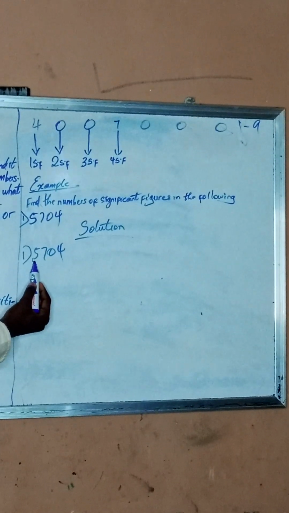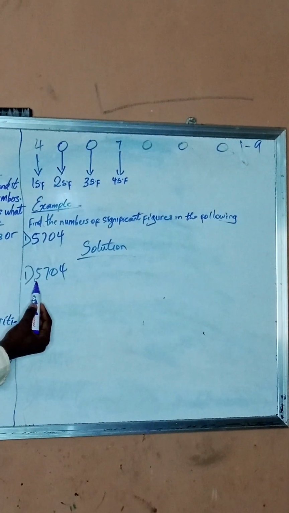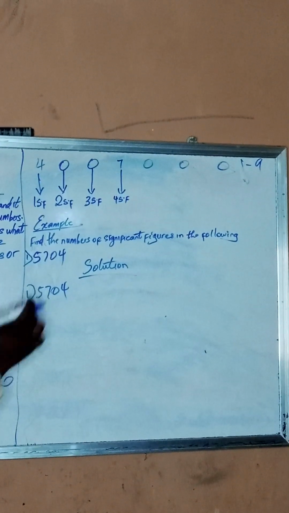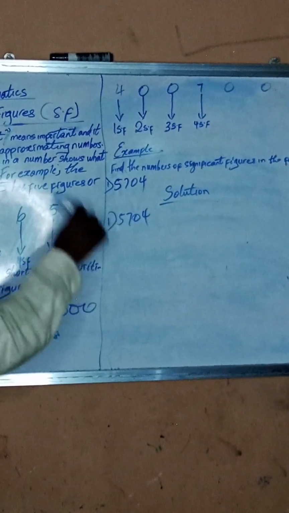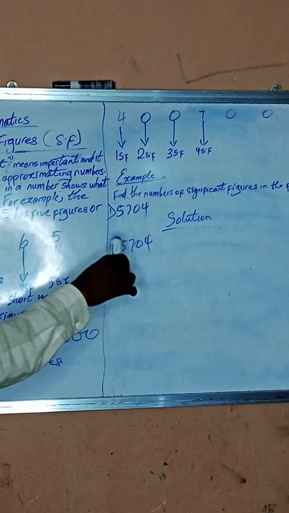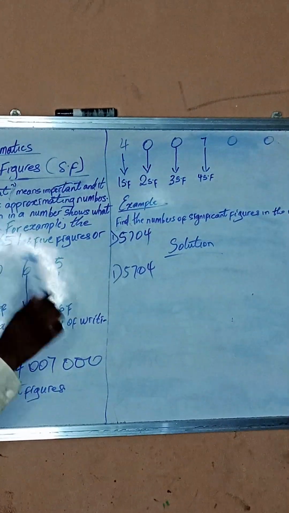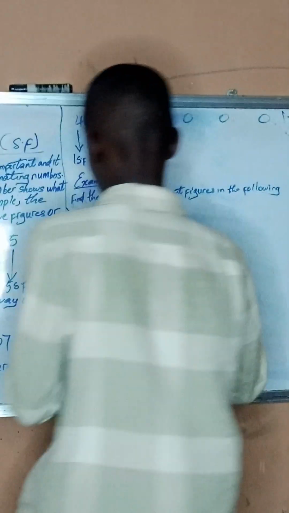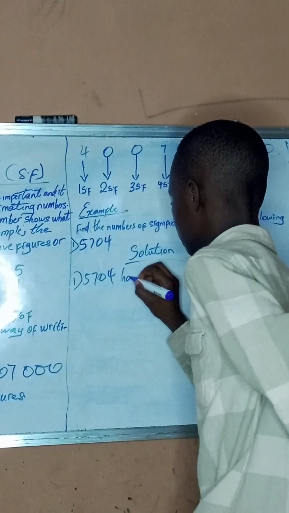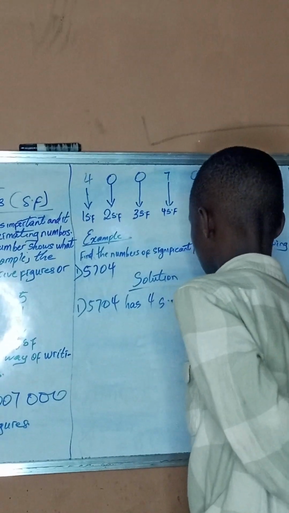So we first start with the first non-zero digit number, which is 5. So 5 is the first significant figure, followed by 7, which is second. Then 0. Let's check at the right hand side of 0 if there's a non-zero digit. Yes, we have a non-zero digit, which is 4. So this is the third significant figure, and this is the fourth. So 5,704 has 4 significant figures.